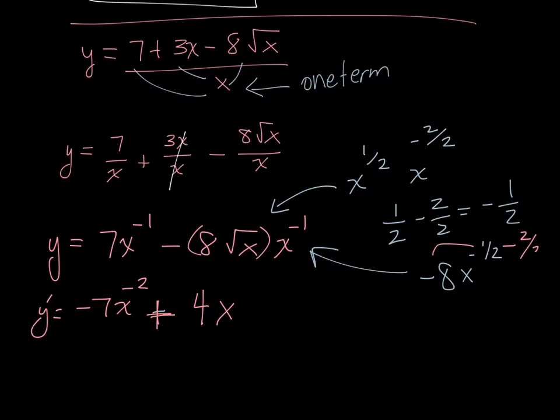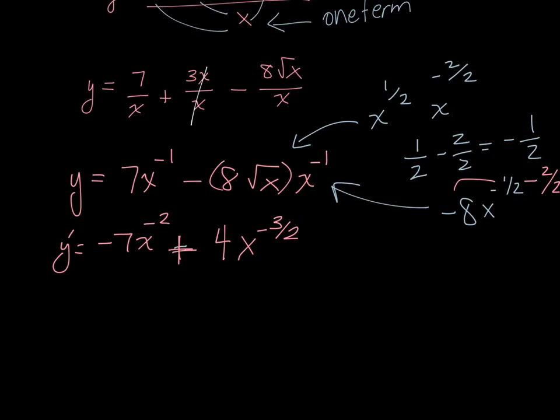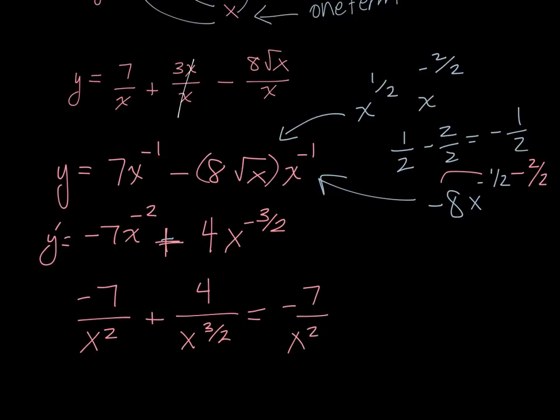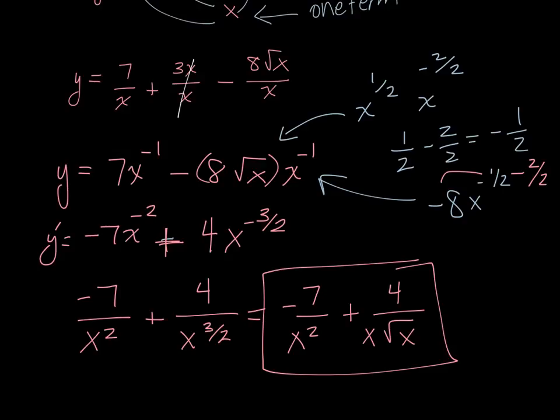Subtract 1 from my exponent. So I get x to the negative 3/2. And guess what? This is the same answer that we got above. 7 over x squared plus 4 over x to the 3/2 power, which once again we rewrote as x times the square root of x. So this is kind of nice because if you only have one term in the denominator, you could actually break it apart like this and simply use a power rule instead of a quotient rule.